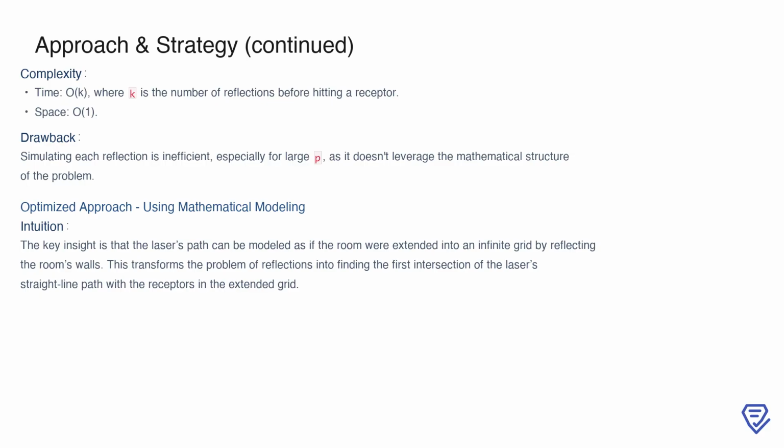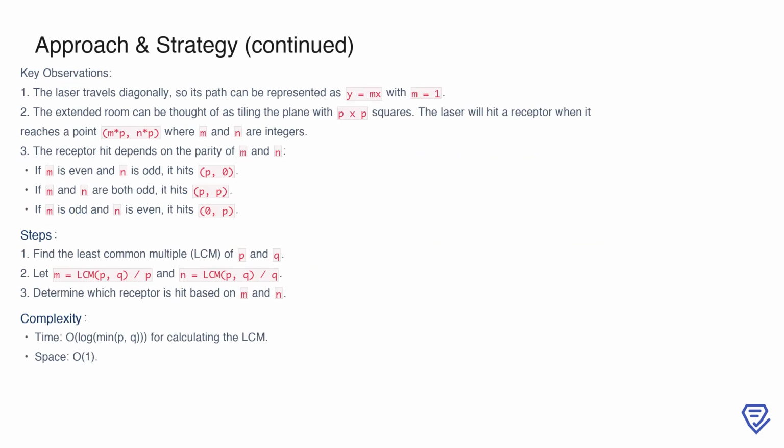To address this inefficiency, we can take advantage of the mathematical structure of the problem. Instead of simulating reflections, we can model the laser's trajectory as if the room was extended into an infinite grid. This approach allows us to treat the laser's path as a straight line intersecting specific points in this grid. By identifying the first intersection of the laser's path with one of the receptors, we can efficiently determine the solution without simulating each reflection. The optimized approach relies on several key observations.